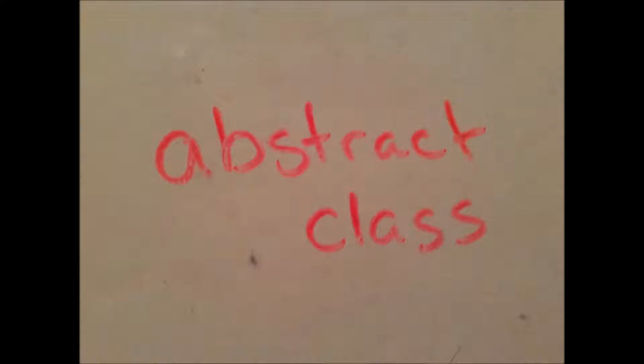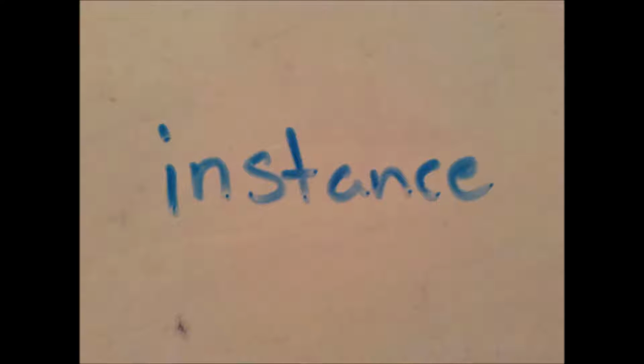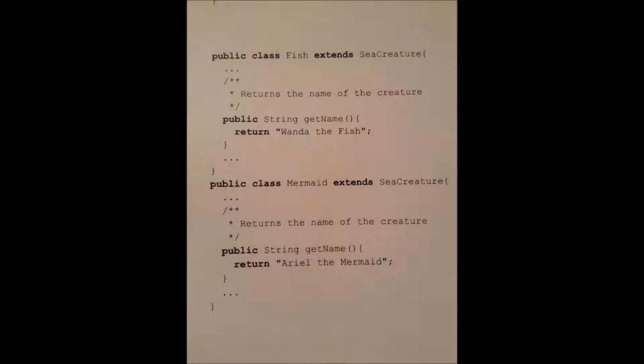A class where all the methods are fully defined is called a concrete class. A program can only create objects of concrete classes. An object is called an instance of its class. An abstract class cannot be instantiated. Different concrete classes in the same hierarchy may define the same method in different ways.